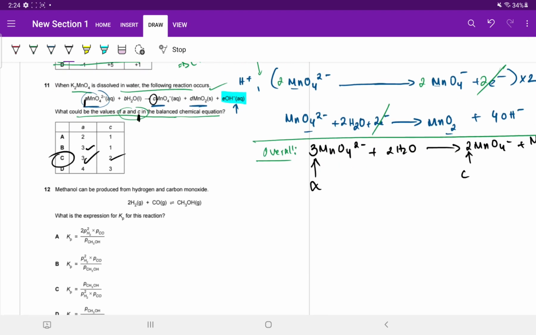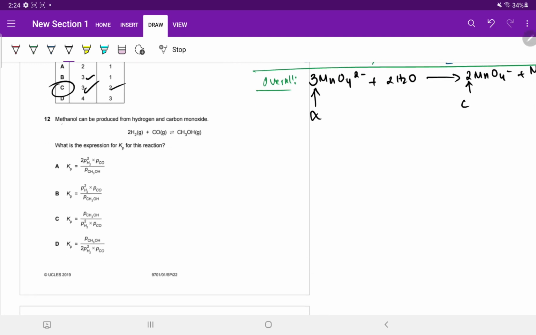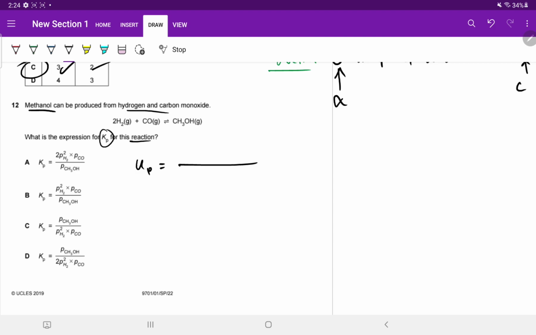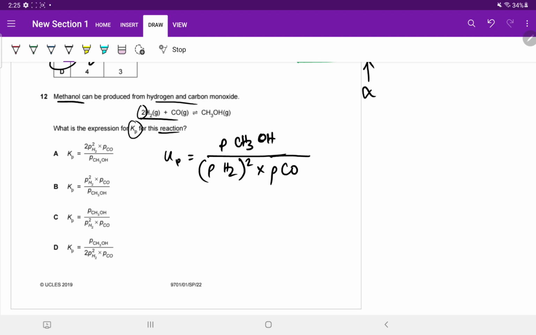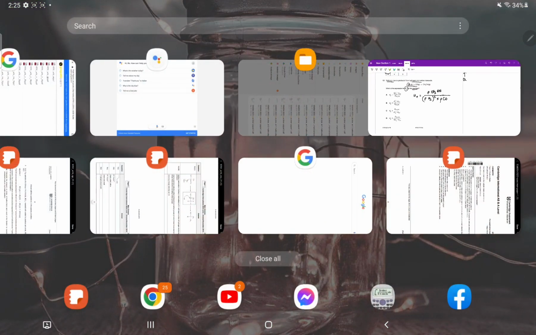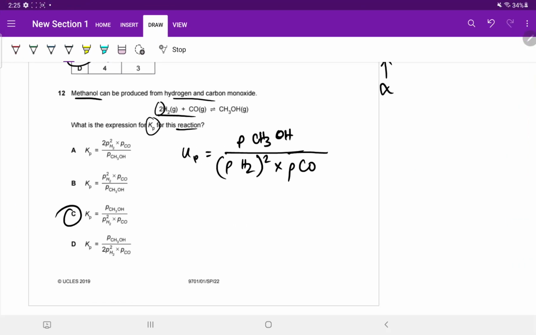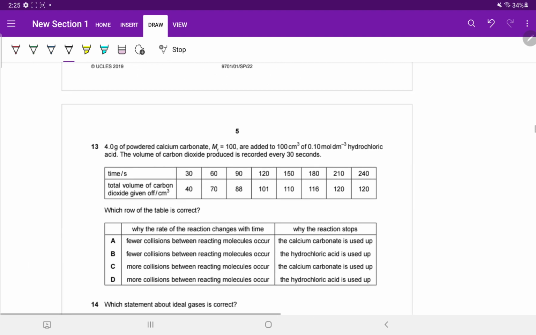Let's move on to our next question. Okay, it says methanol can be produced from hydrogen and carbon monoxide. What is the Kp for this reaction? This is very simple. So Kp, we know this is the partial pressure of products, which is CH3OH, divided by partial pressure of reactants raised to the power of whatever is before them, and carbon monoxide, partial pressure of carbon monoxide. So that's basically our equation. So let's see where we have it. So this is only available in option C. So C is our correct response.